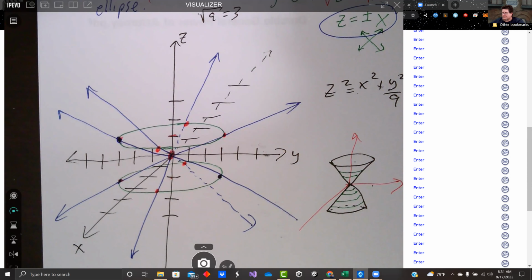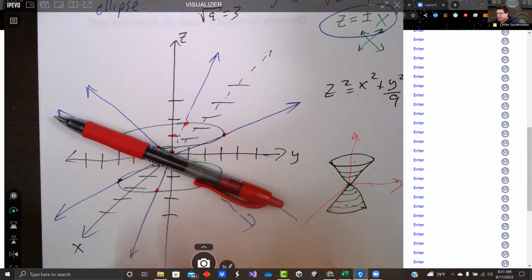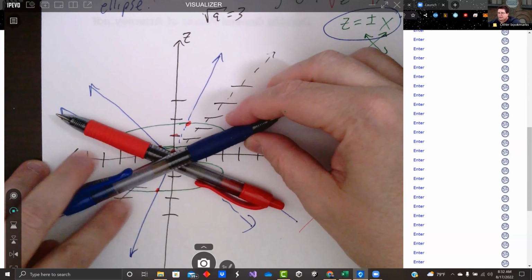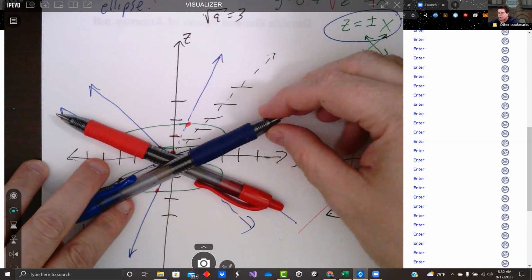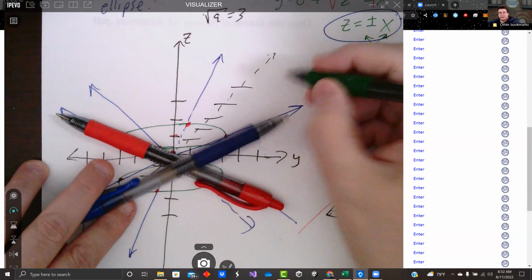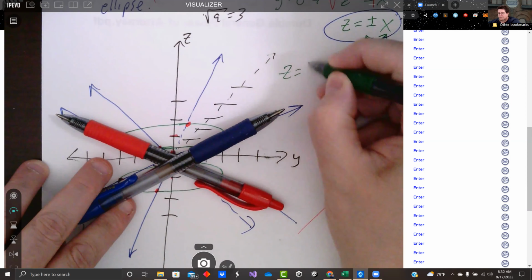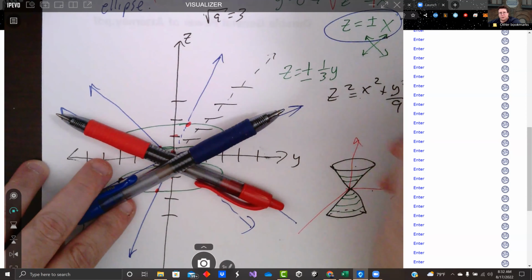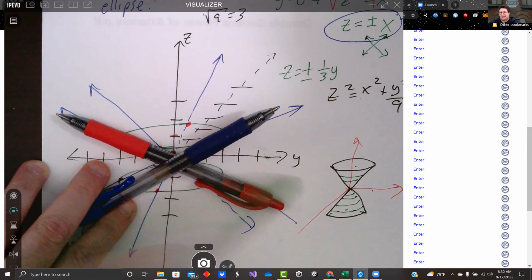The ones that you can see that are in the page, that do not come in and out of the page, is that line crossing with that line. That is the Z and the Y. This is Z equals plus or minus 1/3 Y. Doing the Z equals plus or minus X, it's just hard to graph because the X is coming out of the page and going into the page.